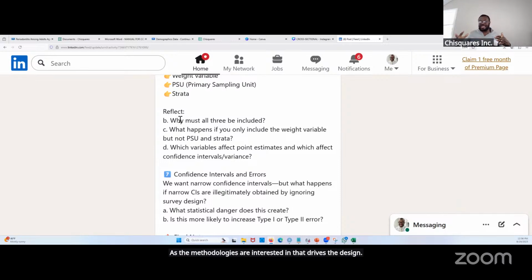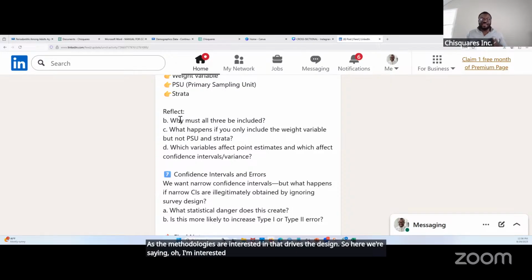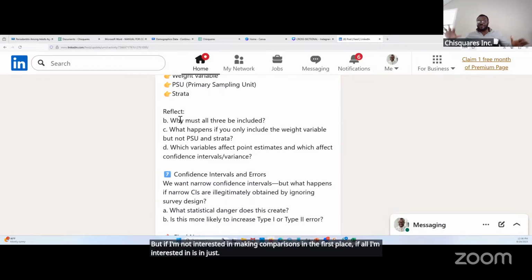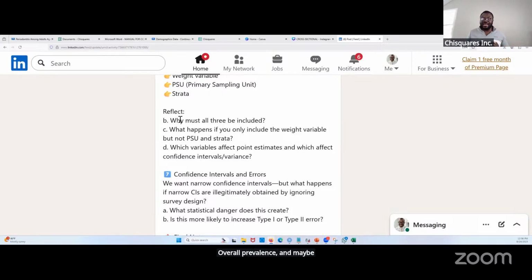So here we're saying, oh, I'm interested in making comparisons between these groups, and I see that these groups are uneven. But if I'm not interested in making comparisons in the first place, if all I'm interested in is just overall prevalence and maybe among key subgroups, or I'm interested in making some comparisons but the groups are adequately large, obviously there's no need for stratification in this case.